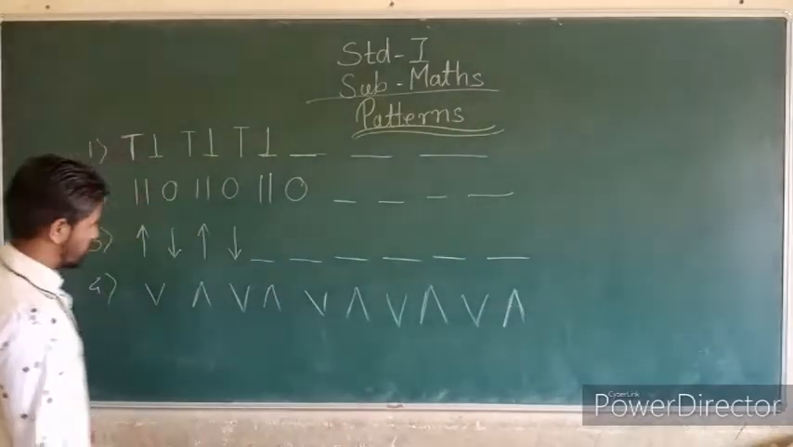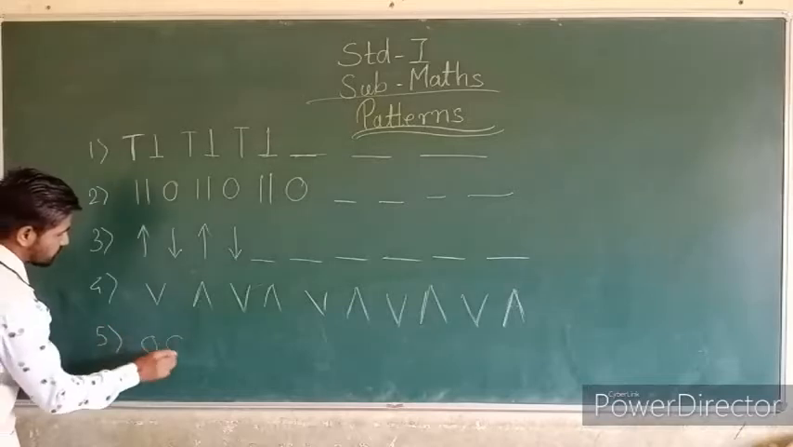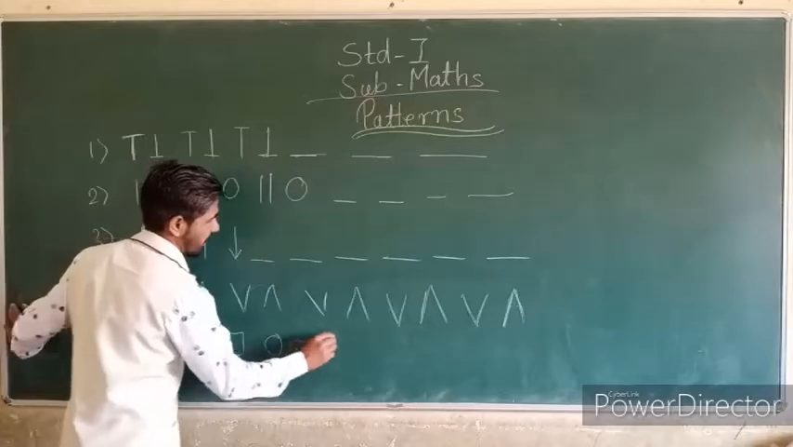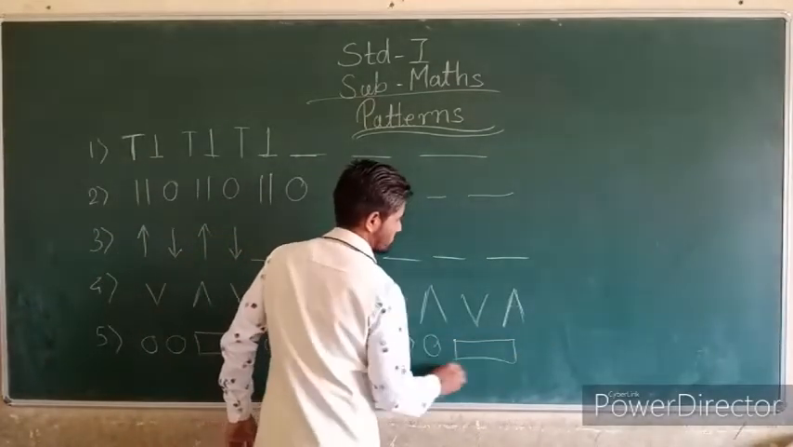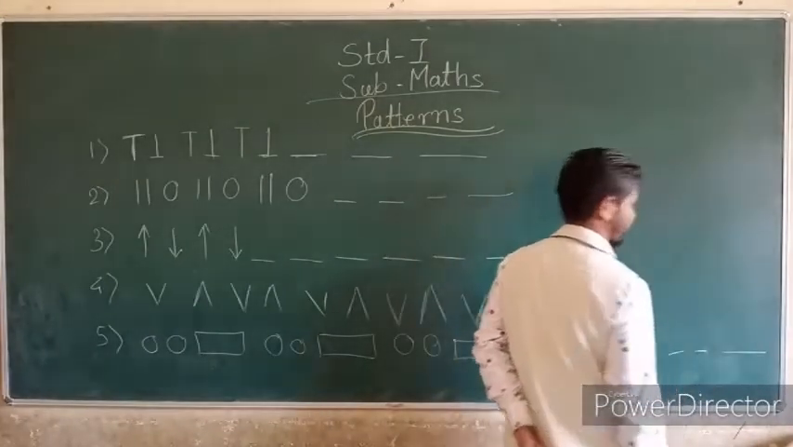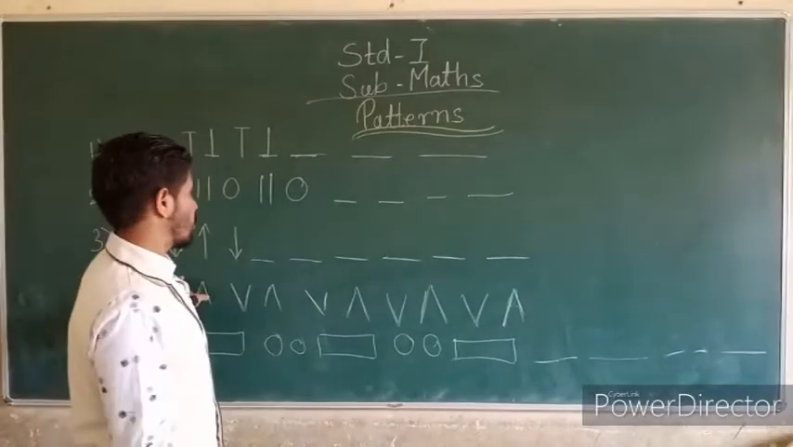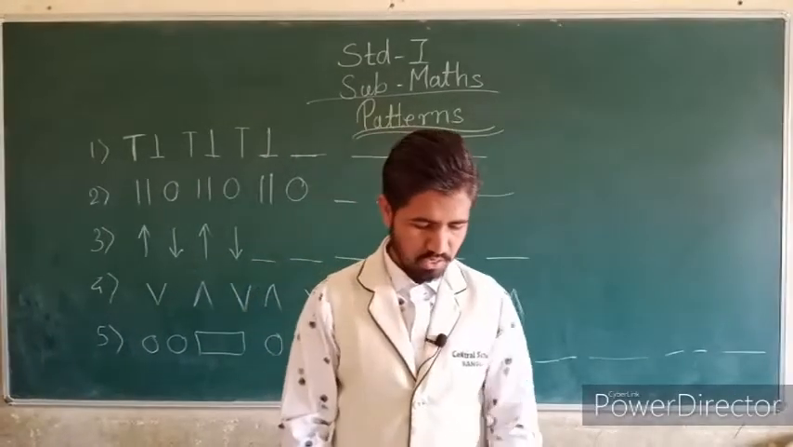Next we see the double circle, rectangle. Double circle, rectangle. Double circle, rectangle. Patterns like this we have to complete on page number 111.